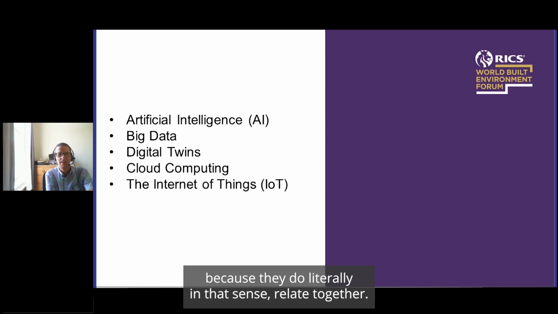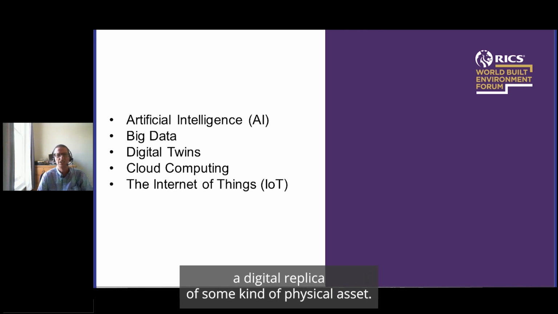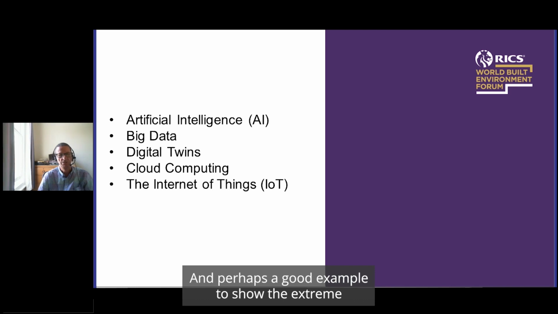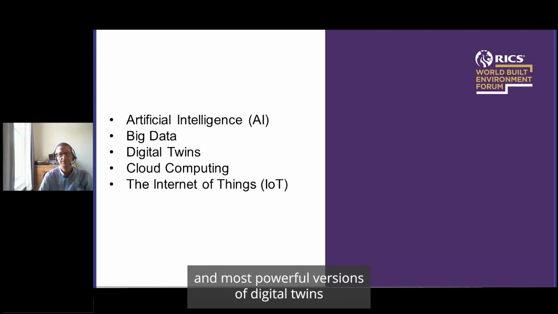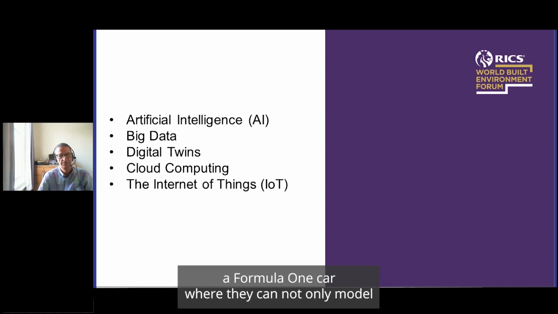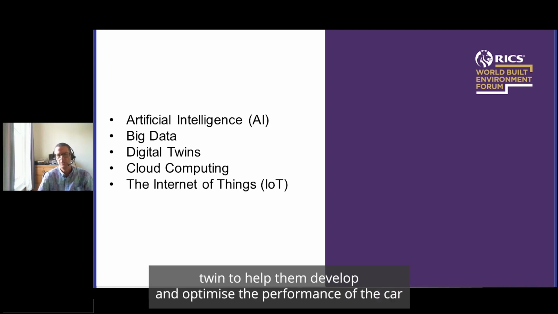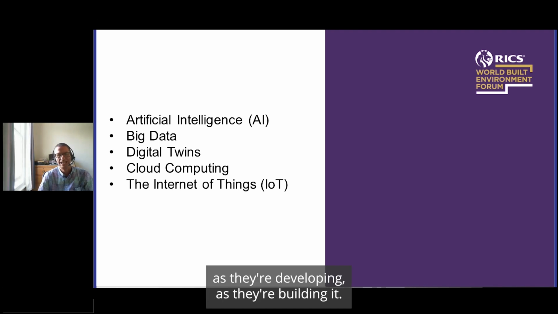Another term that I'm sure many of you will have heard in many contexts is the concept of a digital twin, a digital replica of some kind of physical asset. And perhaps a good example to show the most powerful versions of digital twins is outside the built environment, where you think of a Formula One car, where they can not only model the performance during race time, but can use this digital twin to help them develop and optimize the performance of the car as they're building it.